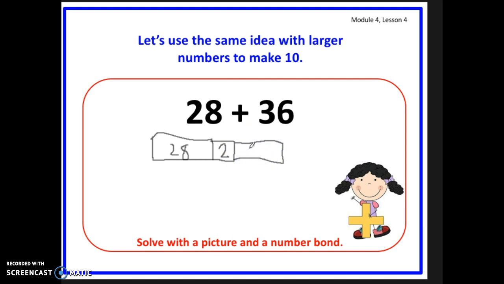So I'm going to draw my tape diagram. Okay. See, I took the 2 from over here and put it over here. Now I'm going to show that by doing this, and this is going to be 30 now. So now my new sentence is 30 plus 34. Well, that is much easier to add. We've been adding numbers that end in 0 since first grade. So 30 plus 34 is easy. We can see that it's 64. And that's the answer to this too.